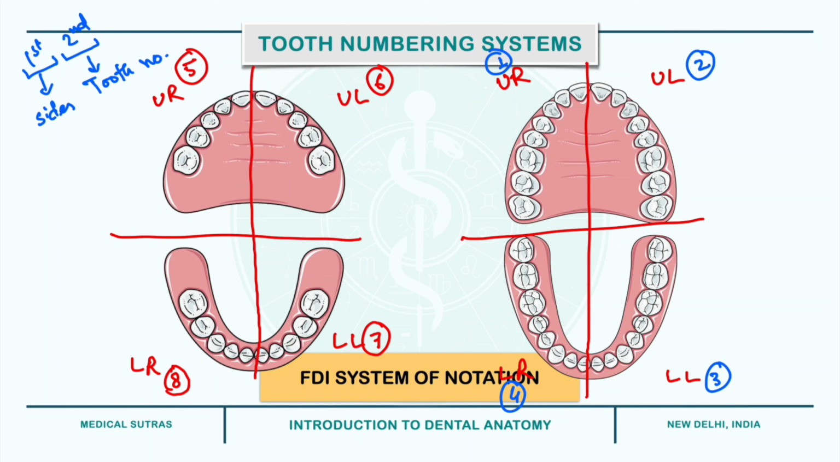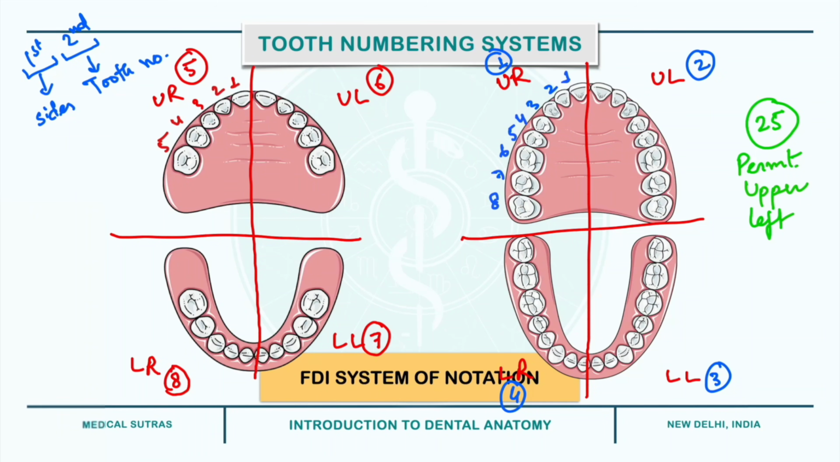Next, in each quadrant, the teeth are numbered 1 through 5 for primary dentition and 1 to 8 for permanent dentition. So, if we get a number 2, 5, it represents the permanent upper left second premolar.